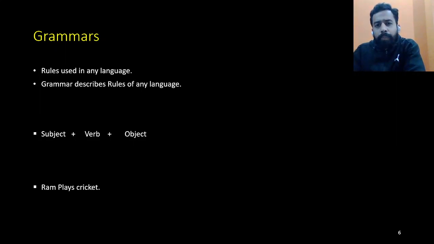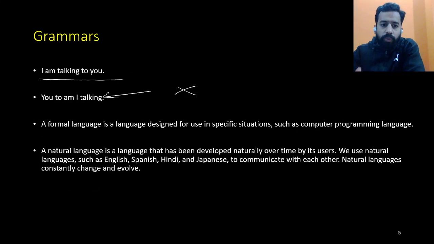So why are we learning grammars in computer science? Since theory of computation is a subject of computer science, why are we learning it? In daily practice, in normal day-to-day language, the language we use is called natural language. A natural language is a language that has been developed naturally over time by its users. For example, right now I'm speaking in English. English you can consider as a natural language.